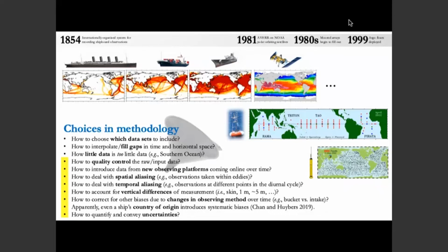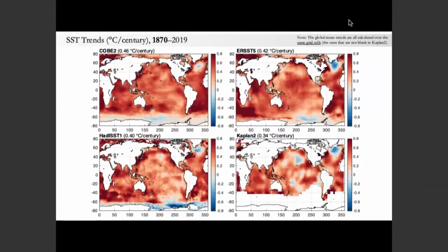And how do you quantify and convey the uncertainties to the users? Okay, so now that I've instilled all of that confidence in these instrumental SST products, let's take a look at some of the trends.